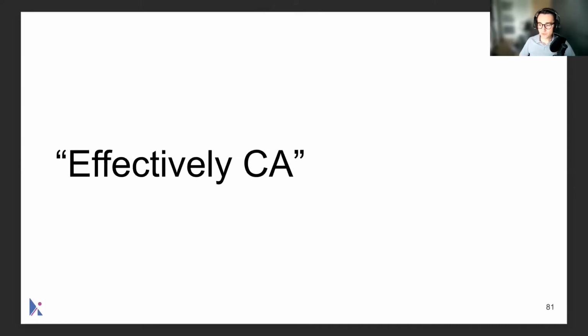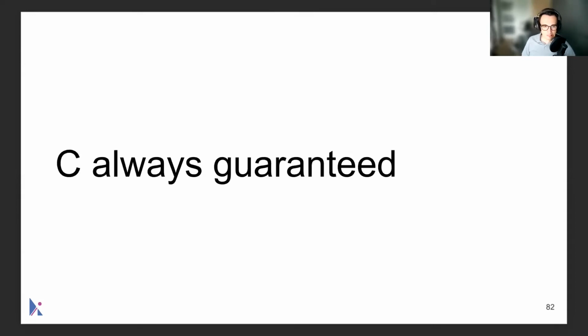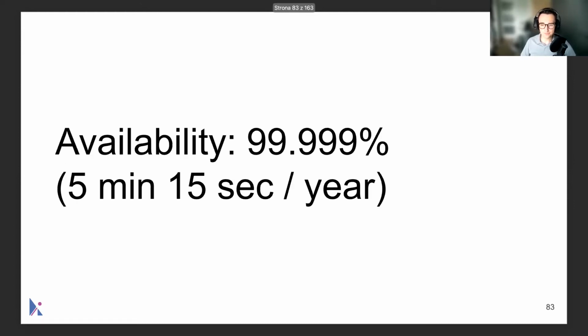Now, it was also mentioned that Spanner is effectively a CA system. We know that consistency is always guaranteed because of the two-phase commit. What about the availability? If we take a look at the SLA of the Spanner service, we will see that it guarantees so-called five nines of availability, which effectively means that the whole service could be down for 5 minutes and 15 seconds per year. That's pretty impressive, but of course it's not the same as being available the whole time, like the CAP Theorem says.